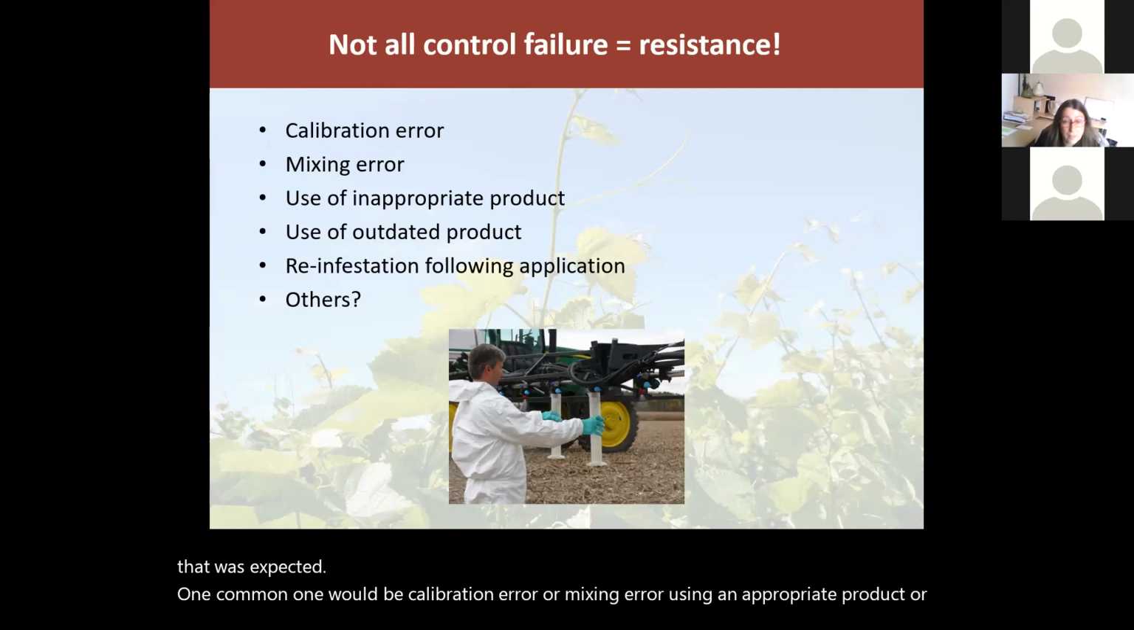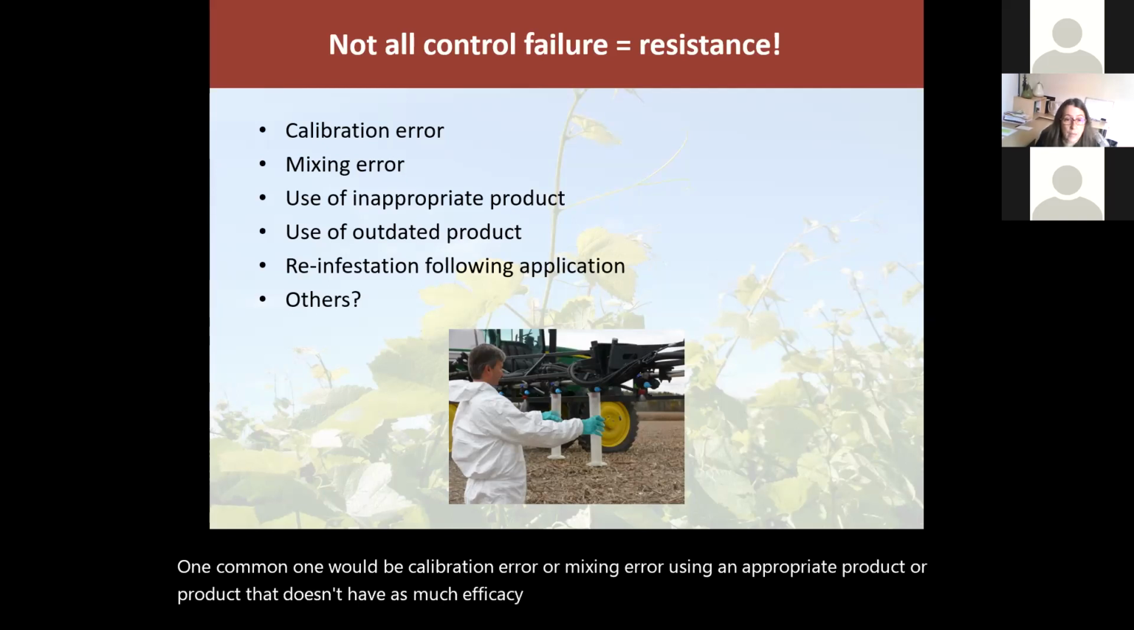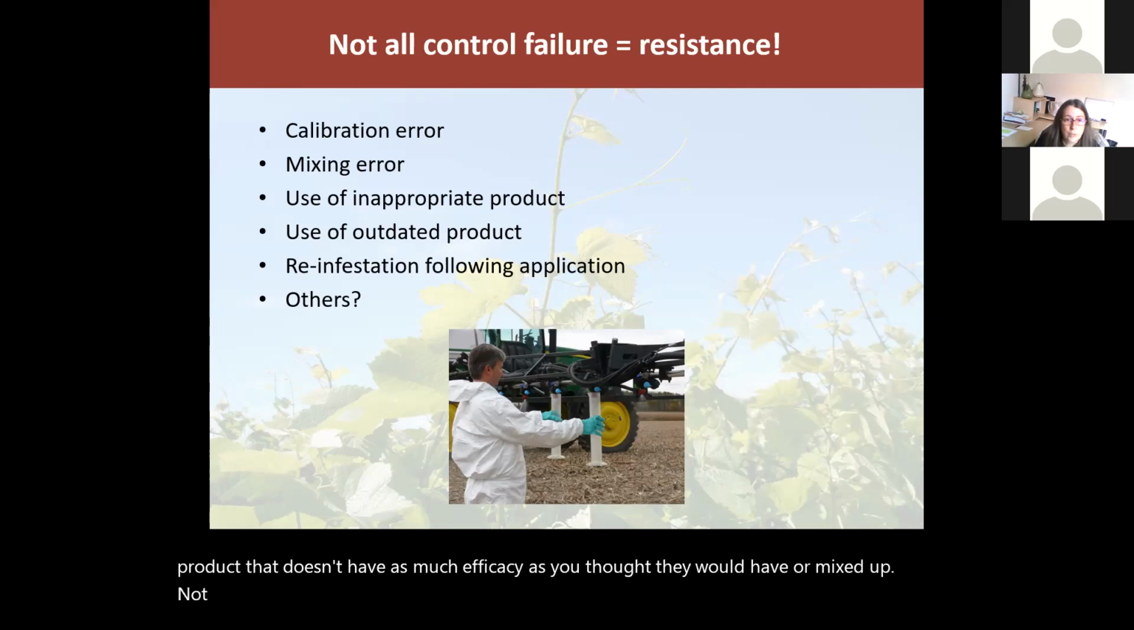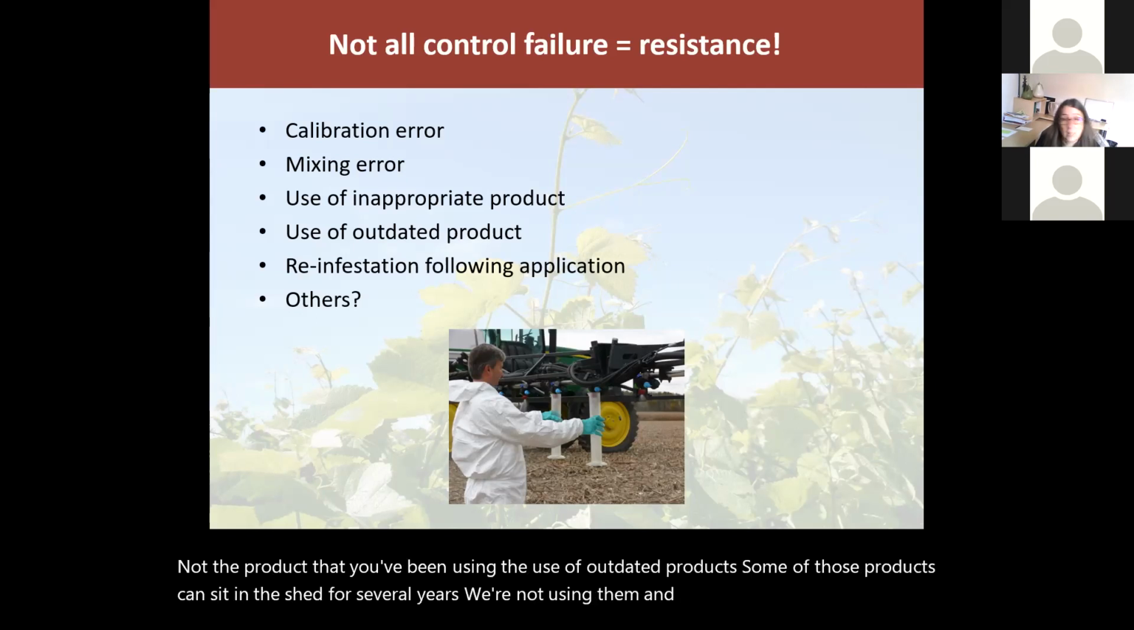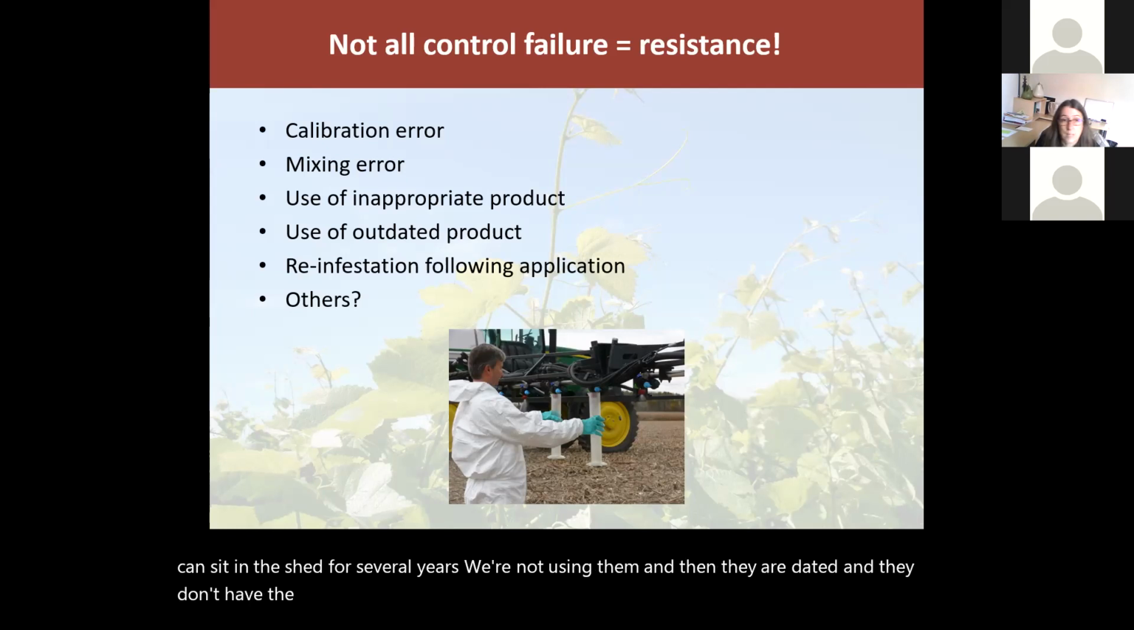using an inappropriate product, a product that doesn't have as much efficacy as you thought it would have, or mixing up the product that you've been using. The use of outdated products: some of those products can sit in the shed for several years, we're not using them, and then they're outdated and they don't have the efficacy that we would expect.